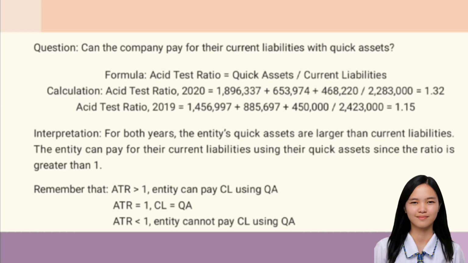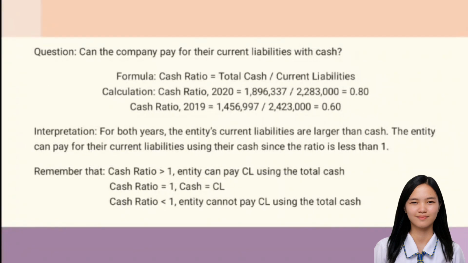But if the asset test ratio is less than 1, the entity cannot pay for their current liabilities with the use of their quick asset. So, naintindihan po ba? Kasi pupunta na tayo sa cash ratio. So, dito na po tayo sa cash ratio. So, this one is i-narrow down po natin na cash lang po ang titingnan natin.